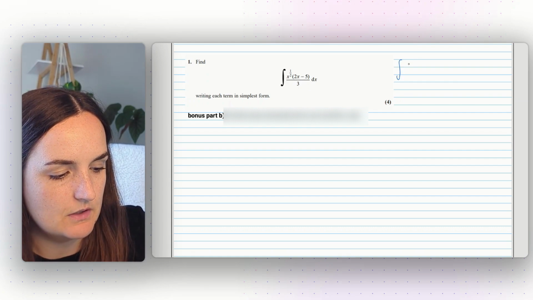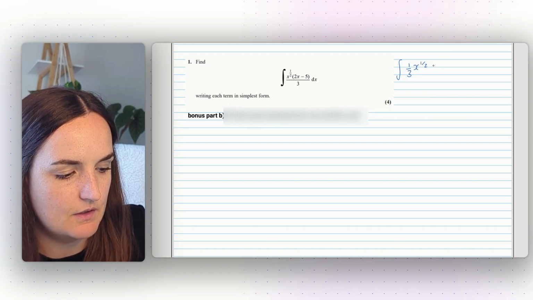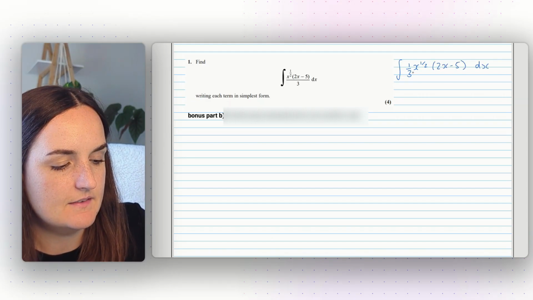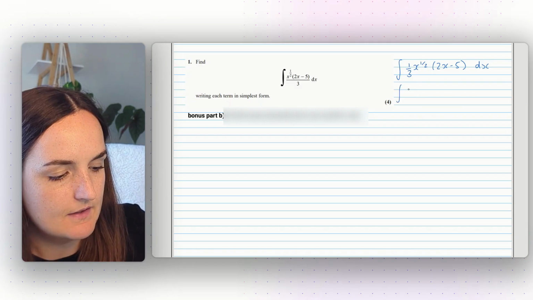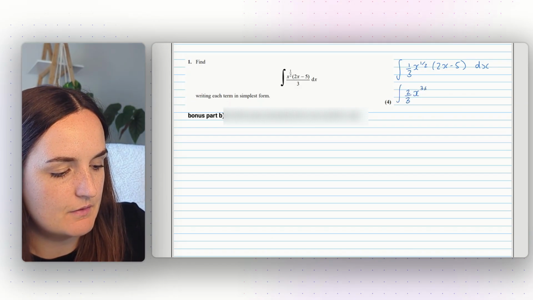And the first thing I would do is I would bring this 1/3 out at the front, because dividing by 3 is the same as a third of that thing. And then we'll have 2x minus 5 dx. And we need this so that it's something x to a power. So if I expand this out, this becomes 2/3 x to the power of 3/2, because we've added the powers, minus 5/3 x to the power of 1/2.